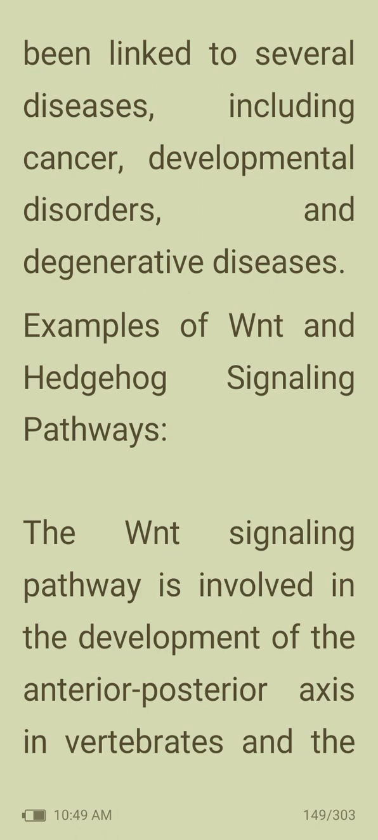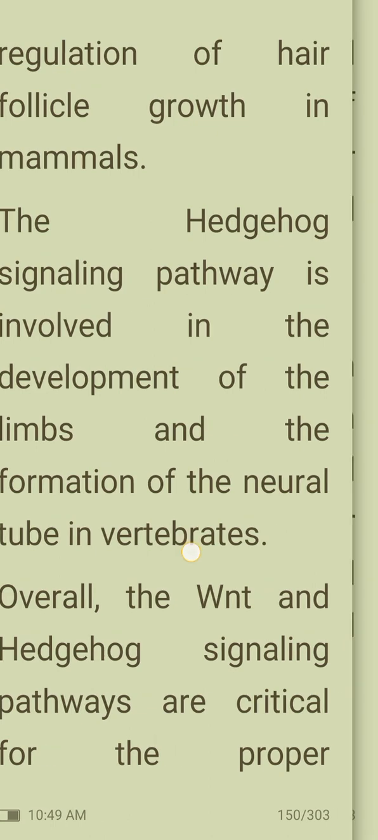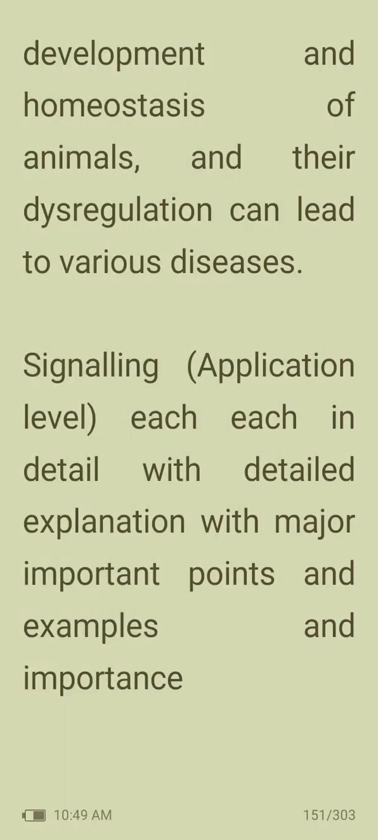Next, examples of WNT and hedgehog signaling pathways. The WNT signaling pathway is involved in the development of the anterior posterior axis in vertebrates and the regulation of hair follicle growth in mammals. The hedgehog signaling pathway is involved in the development of the limbs and the formation of the neural tube in vertebrates. Overall, the WNT and hedgehog signaling pathways are critical for the proper development and homeostasis of animals, and their dysregulation can lead to various diseases.